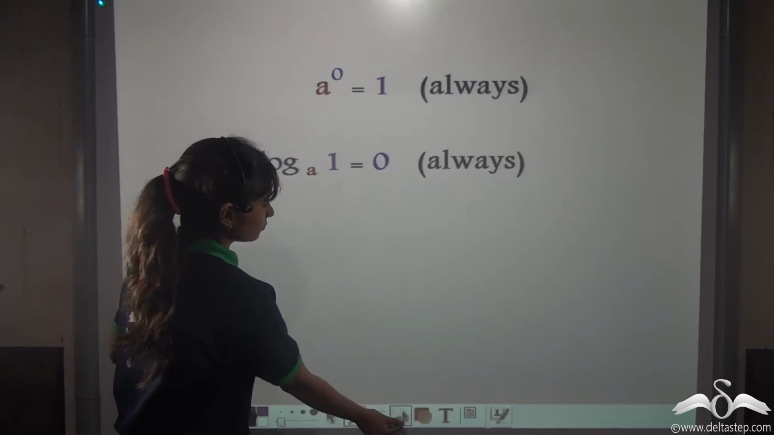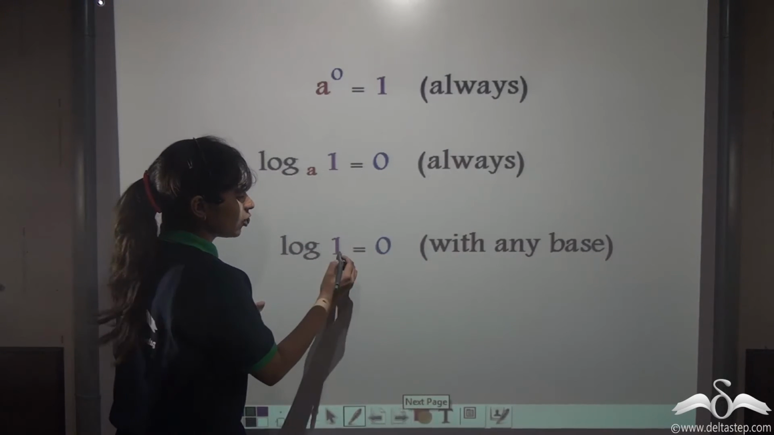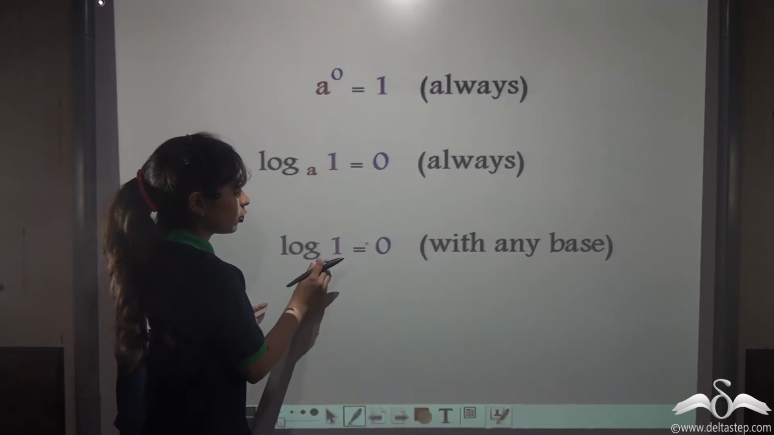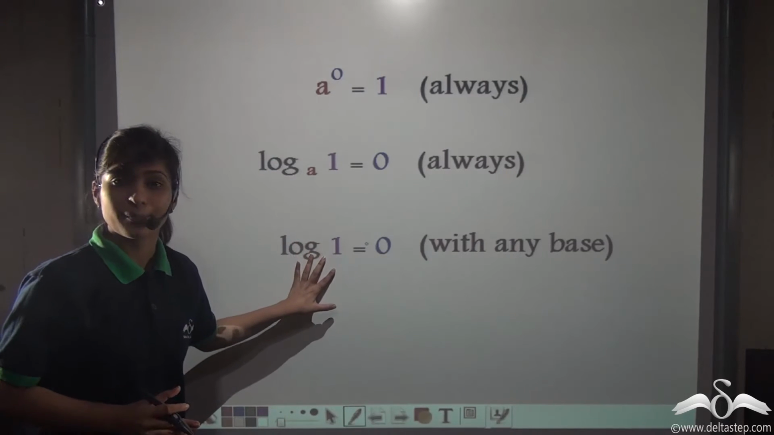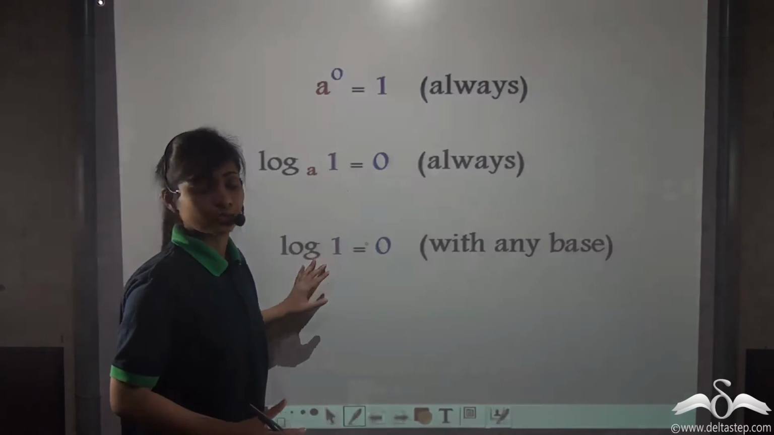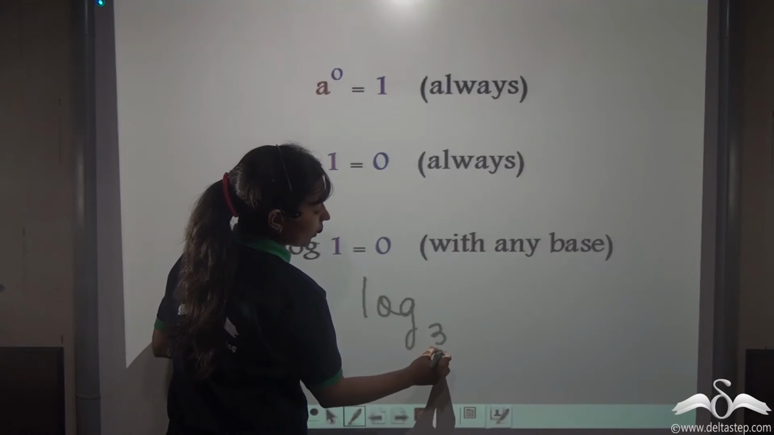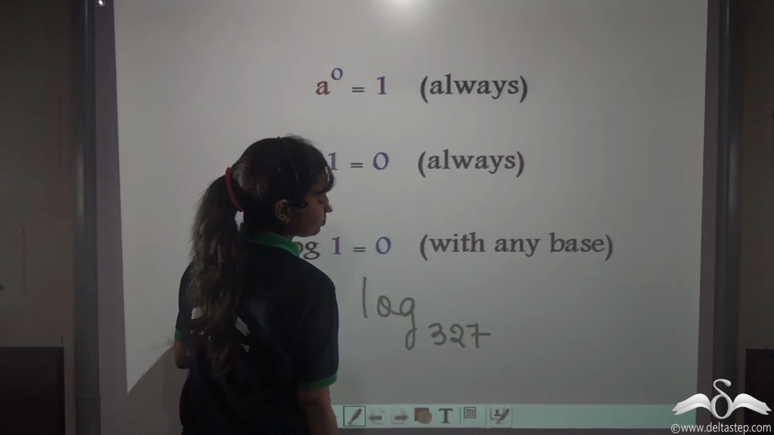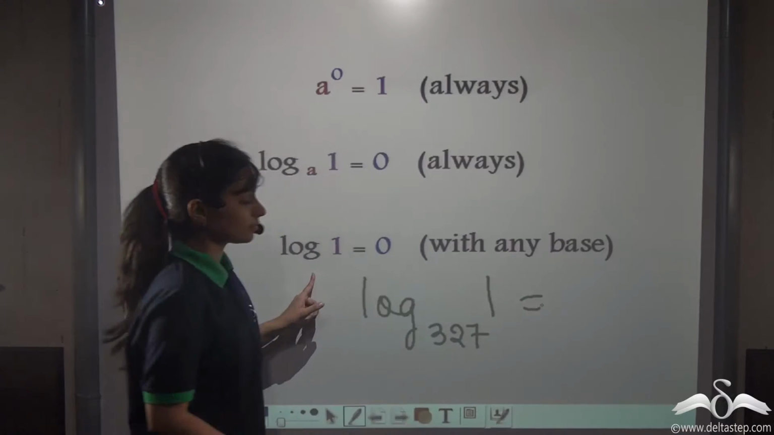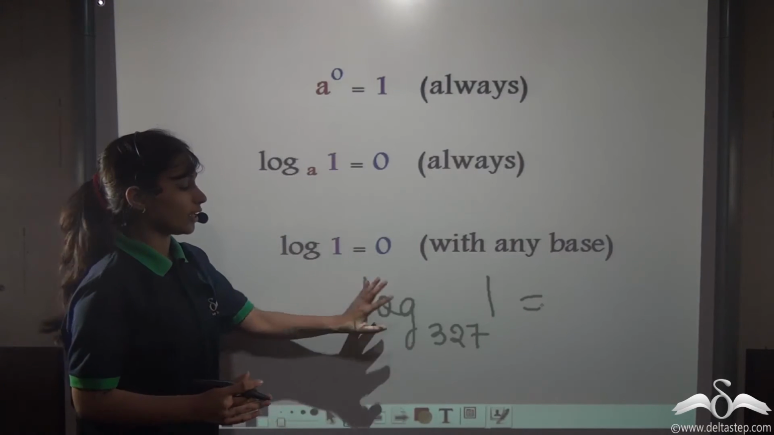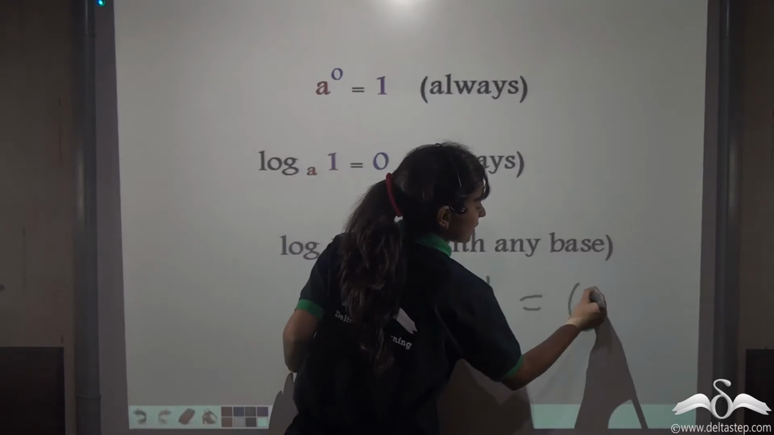So log 1 will always be 0, with any base. Whenever you see log 1, you can simply write, without looking at the base, 0. Even if you see log 1 without any base, you can simply write the answer as 0. Now tell me, if I say log 1 to the base 327, what will be the answer? Well, I told you that log 1 is 0 irrespective of the base. So this will also be 0.